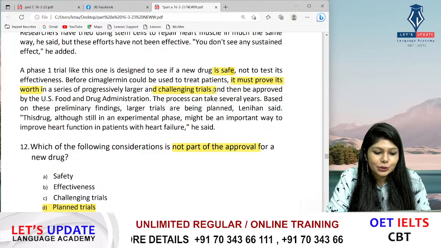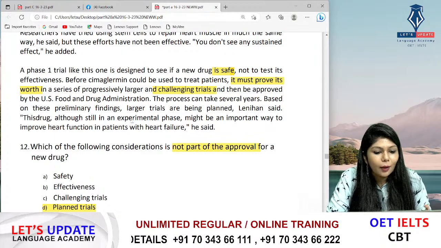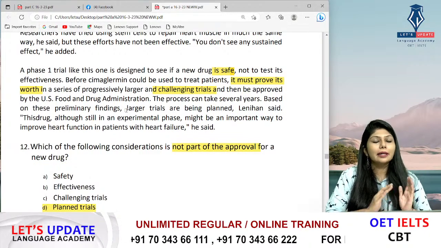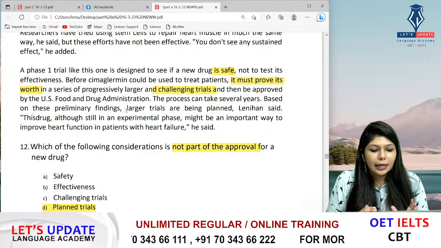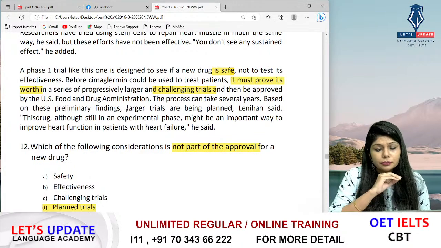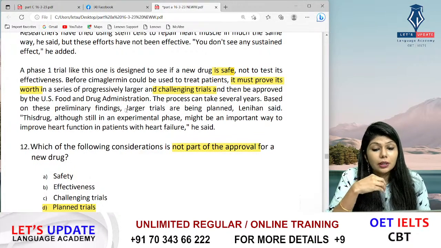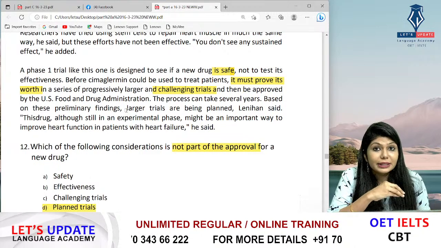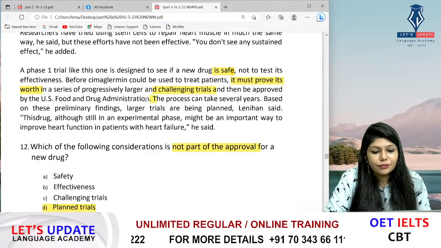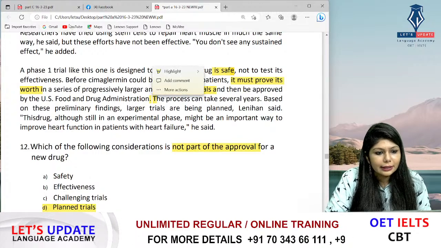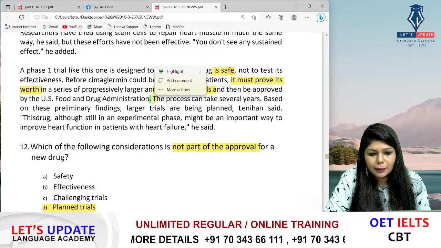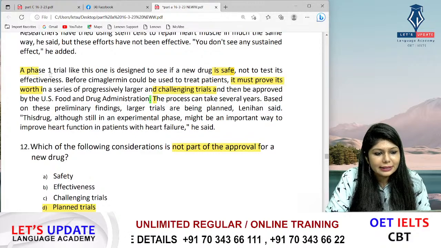So something that is not mentioned is planned trials. What they have mentioned about the trials that are being planned is something completely different from the approval process of the US Food and Drug Administration, because the information needed for the approval by the US Food and Drug Administration ends here. Here I'll just highlight it in a different color. I have highlighted that part in green. So that ends here.